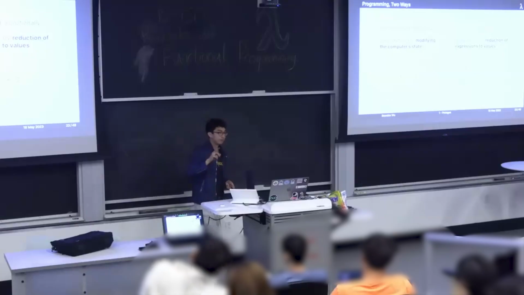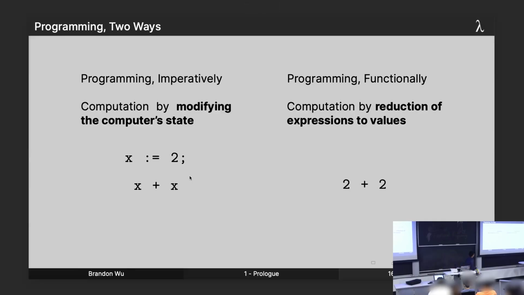Okay. So in an imperative program, we have something like this. This colon equals is the assignment operator. It's the old school way of doing assignment, basically. So I say x := 2. I change the world. I force the world to be one in which x is 2. And then I go and I evaluate x + x. And I get 4, right? But I have to change the world to do that.